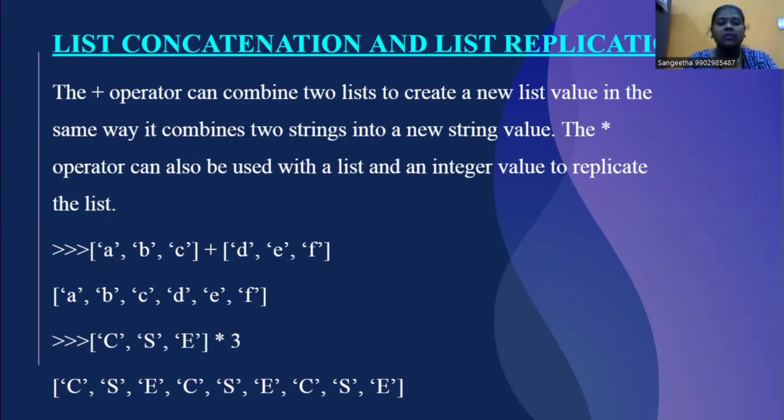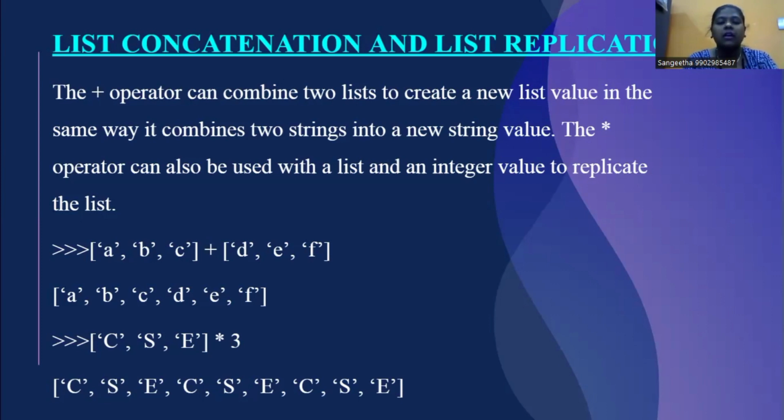So the first list contains the elements A, B, C and the second list contains D, E, F. If we use the plus symbol between the two lists, it concatenates them and returns a single list by combining the two lists.